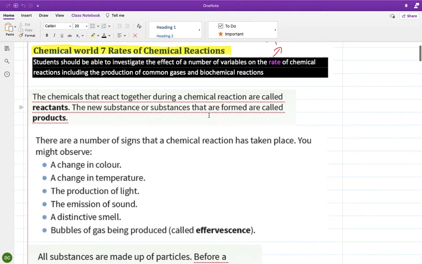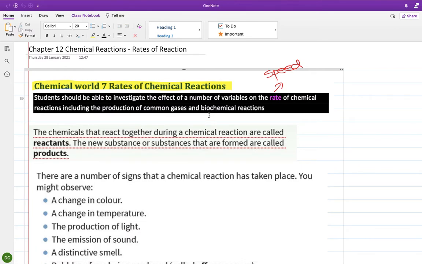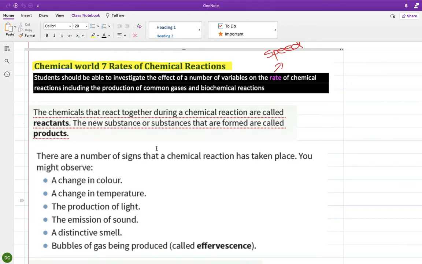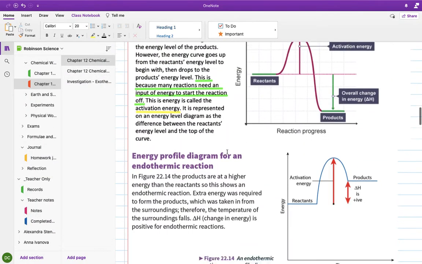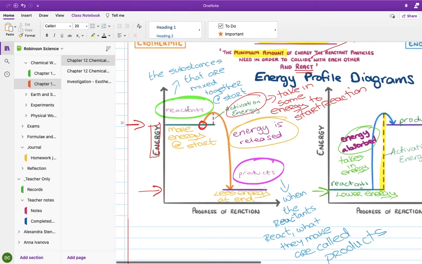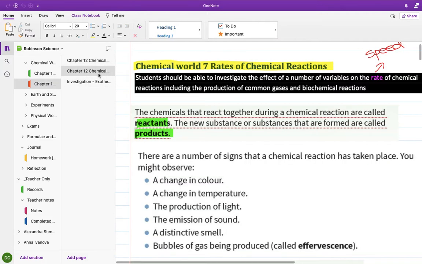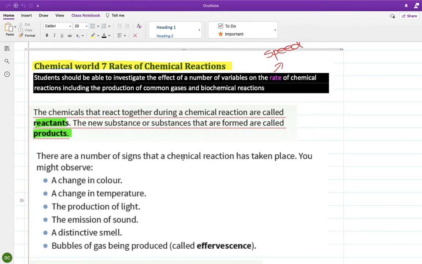A couple of bits at the start here that I just didn't mention the other day, and they're sort of important. Now, the first one I did mention: the chemicals that react together during a chemical reaction are called the reactants, and the new substance or substances that are formed are called the products. I wrote it on one of the diagrams. Yeah, here. So the reactants are the substances that are mixed together at the start, and when the reactants react, what they make is called the products. I just want to have the definition there for you.